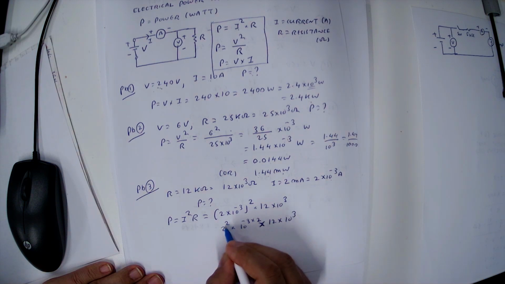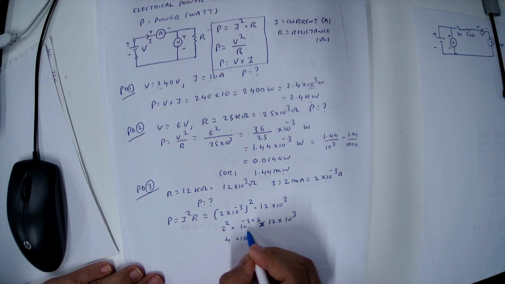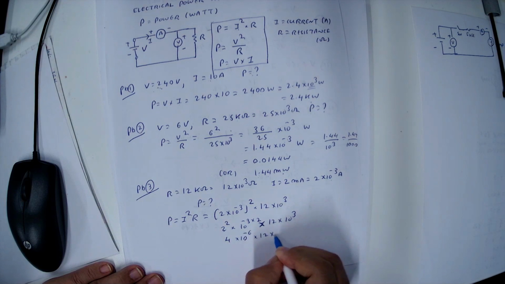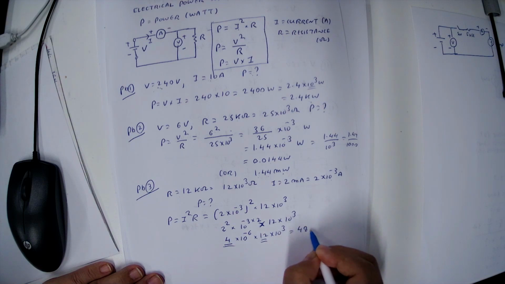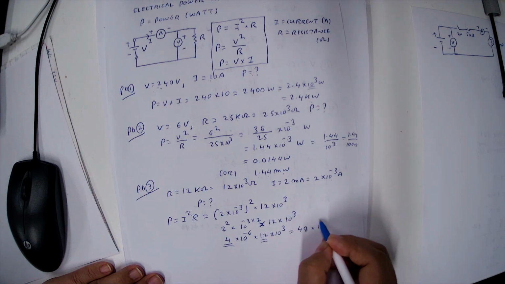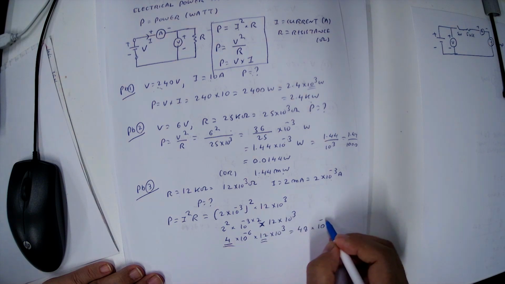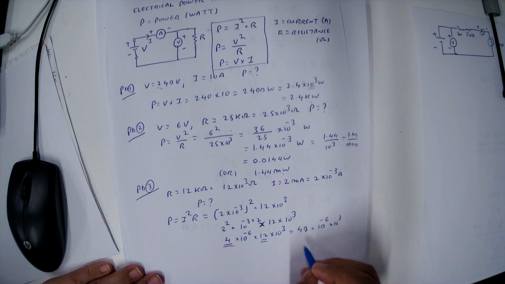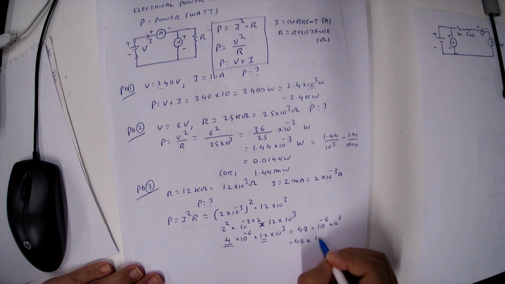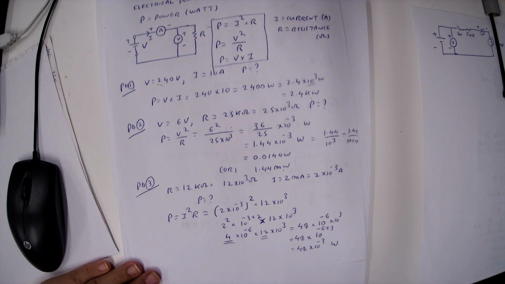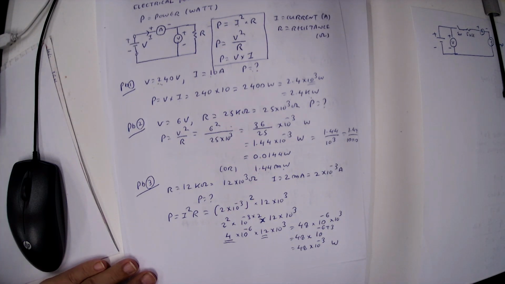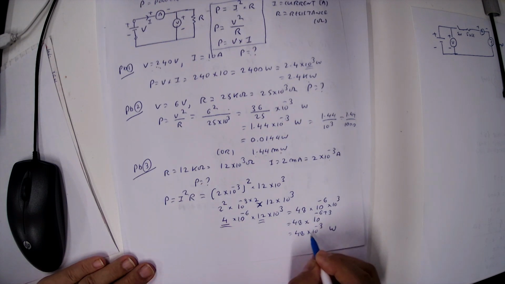So that will be 2 square is 4. 10 power minus 3 square is 10 power minus 6. Multiply 12 into 10 power 3. So 4 and 12 multiplied, we got 48. And 10 power minus 6 multiplied 10 power 3, that will be 48 multiplied 10 power minus 6 plus 3. So that will be 48 multiplied 10 power minus 3 watt. So answer is 48 multiplied 10 power minus 3 watt. So in this case, we can write 48 multiplied 10 power minus 3, 48 milliwatt.